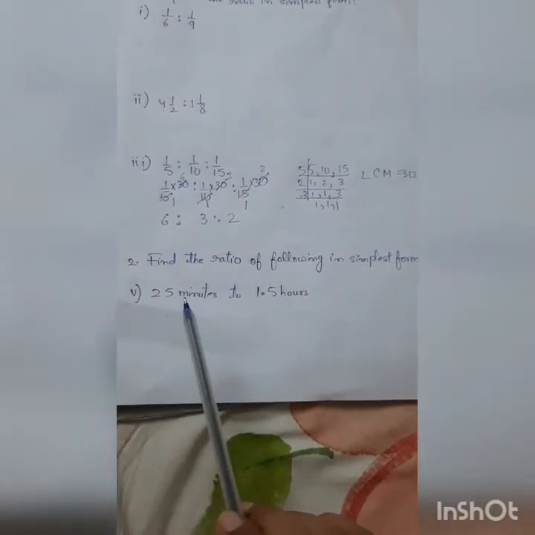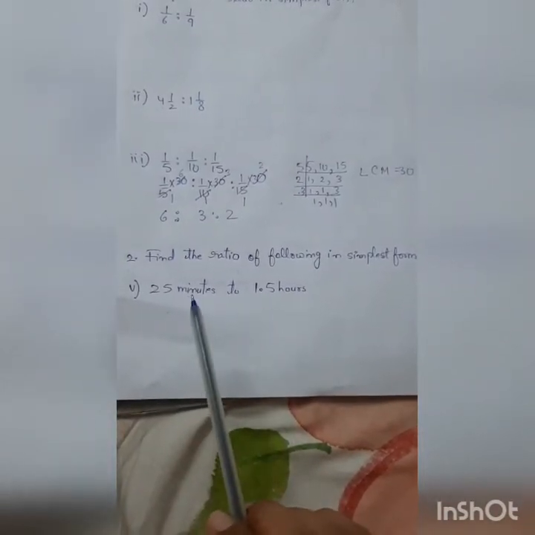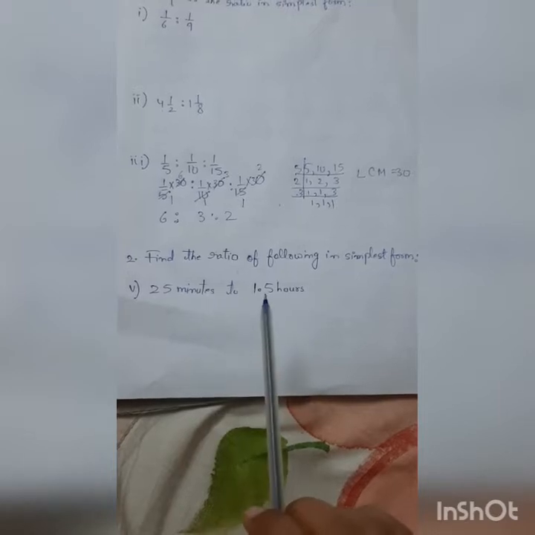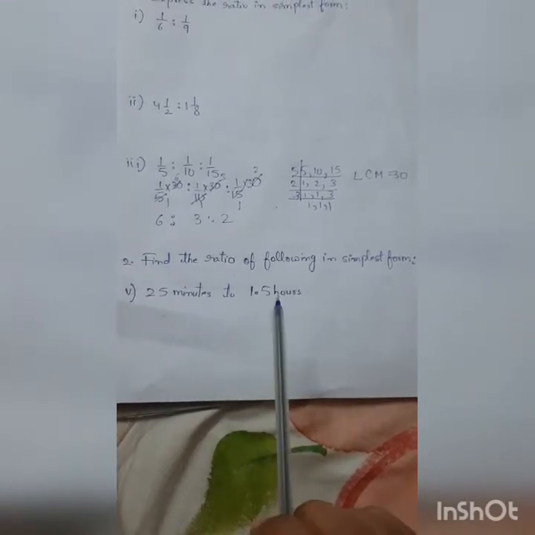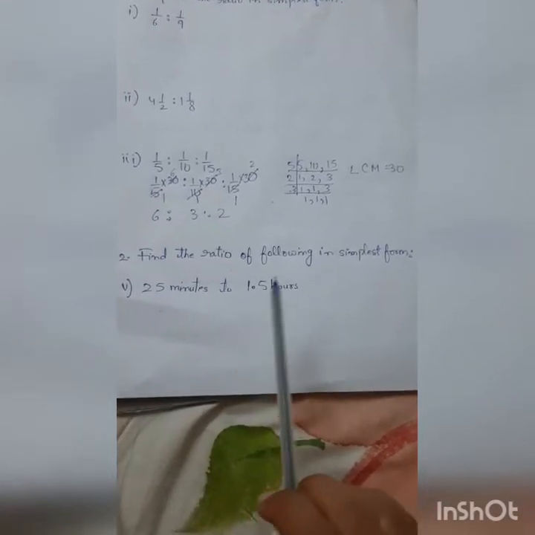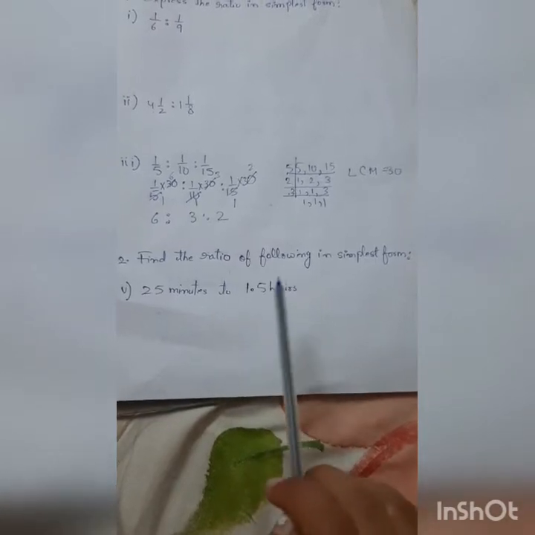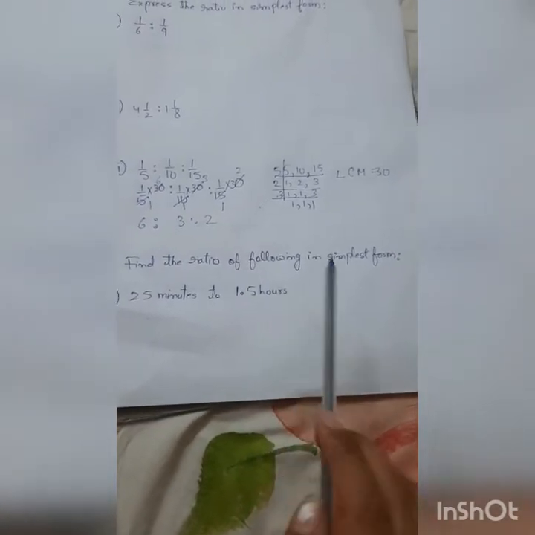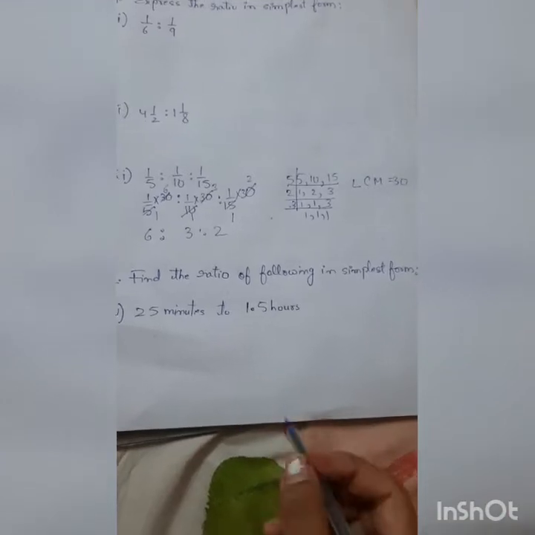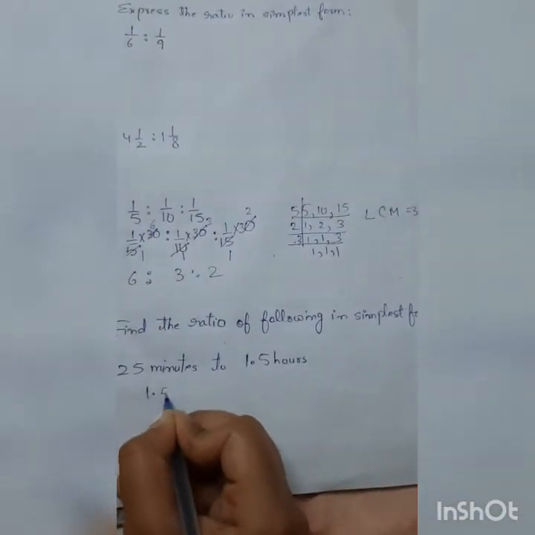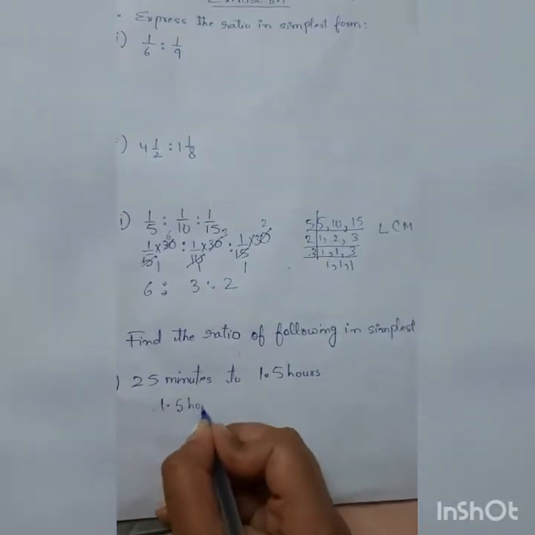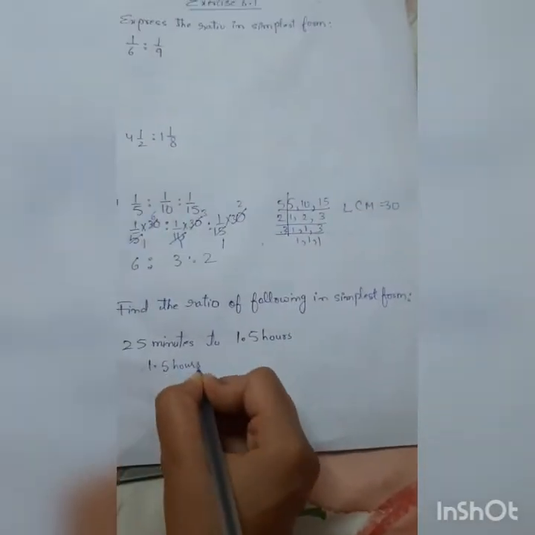So I cannot find the ratio directly because, although both are quantities of time, the units are not the same. So I will change hours into minutes. Preferably we change the bigger unit into the smaller unit because multiplication is easier than division. So what am I going to do is, 1.5 was in hours.